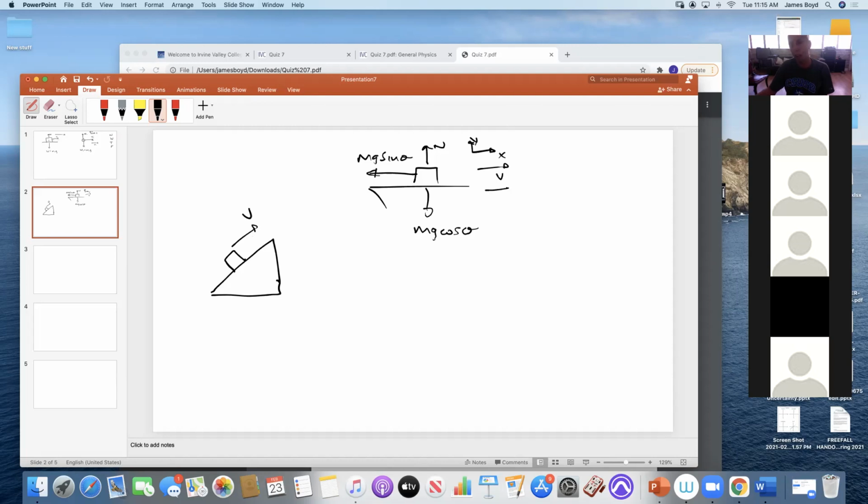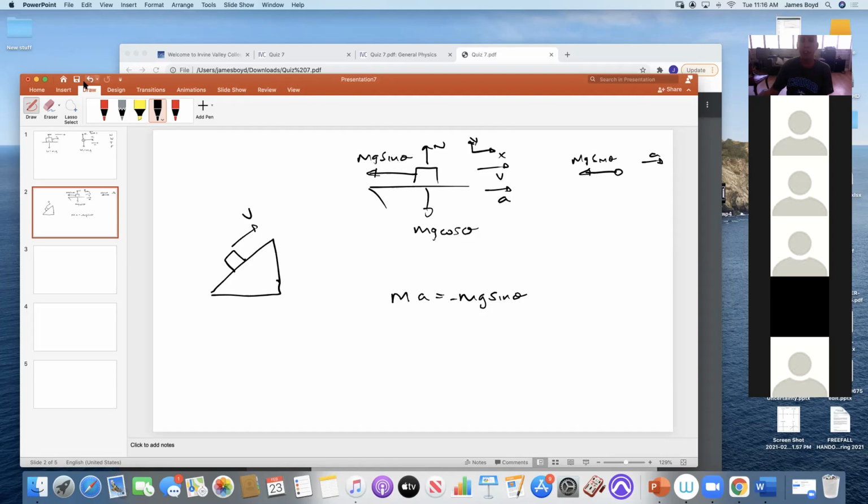And so let's call A up. And what happens when you do that is you write MA in just the X, MA equals negative MG sine theta. That's because the only thing in the X is MG sine theta, and your A, you're assuming, is to the right, MG sine theta is to the left, so it's negative. Okay, that makes sense.